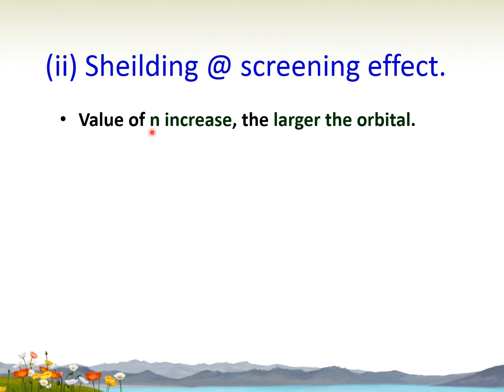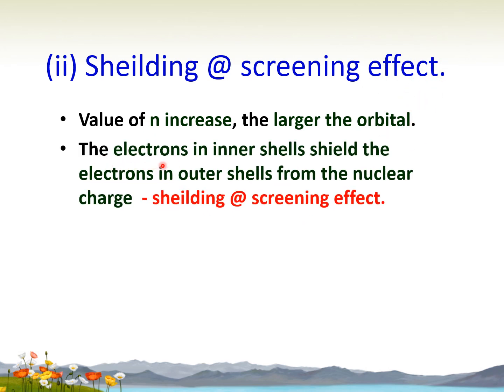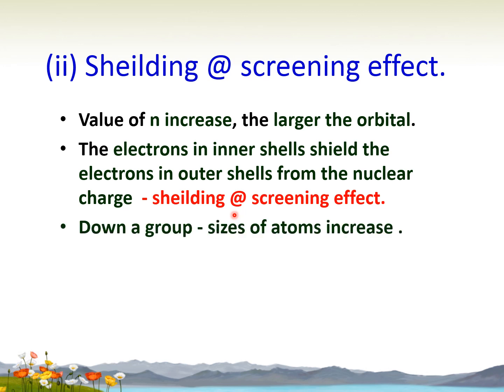Let's see the second factor, shielding or the screening effect. As the value of n increases, the orbital becomes larger. n is referring to the energy level. So electrons in the inner shells shield the electrons in the outer shells from the nuclear charge, meaning it is the shielding or screening effect. So going down the group, sizes of atoms increase.